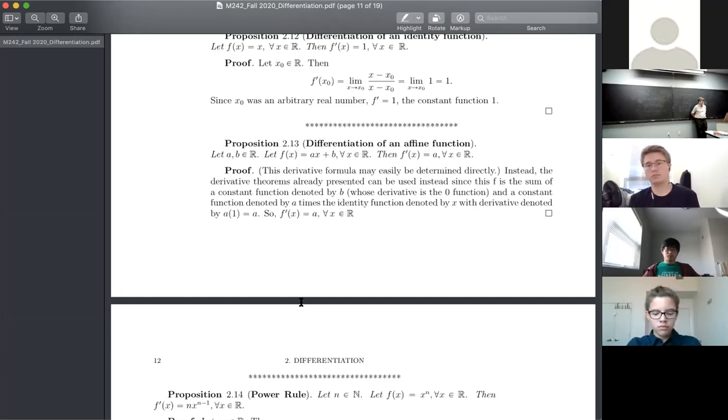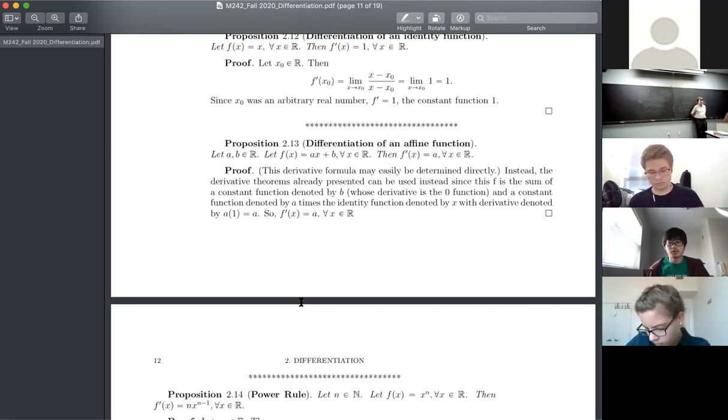And so you can piece together, without epsilons and deltas and stuff, the derivative of this affine function, ax plus b. Okay? The derivative is a. If I have ax plus b, the derivative is a. So if I differentiate the function 3x plus 2, the derivative is 3.